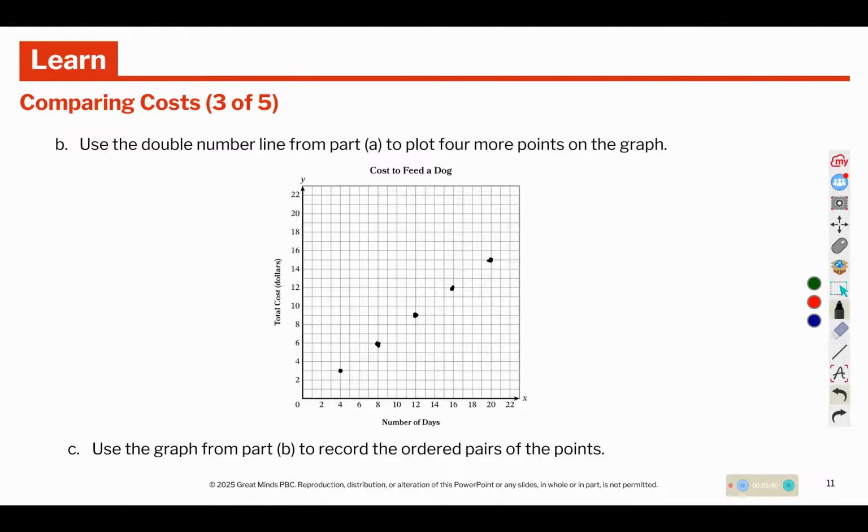You'll notice that this also creates a diagonal line, and if we connected it, it would go through the origin as well. These points are 4, 3, 8, 6, 12, 9, 16, 12, and 20, 15.